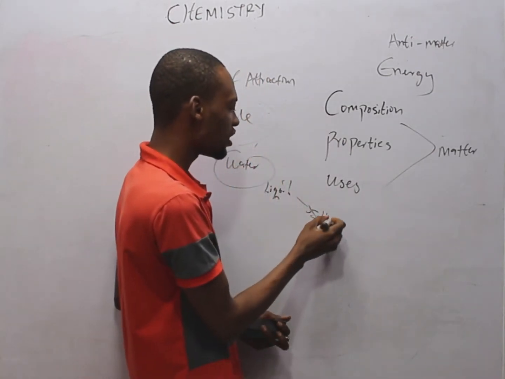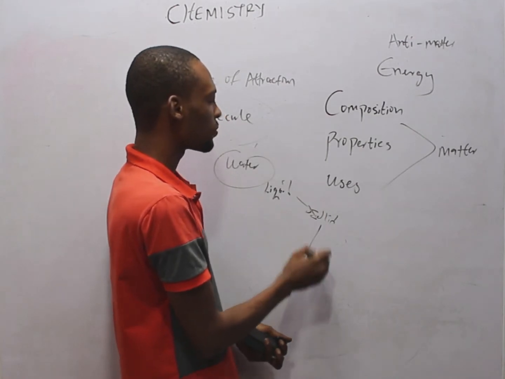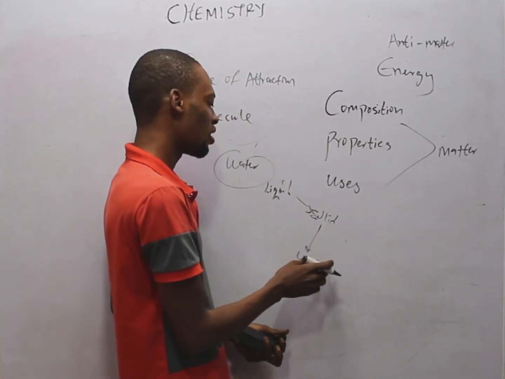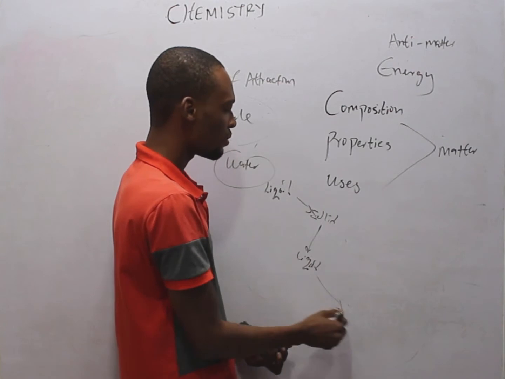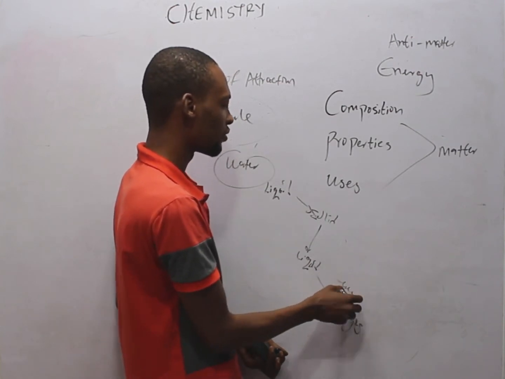Then this solid can melt and go back to liquid. So from solid to liquid is melting. Then you can boil this and it becomes gas. It begins to evaporate. So from liquid to gas is evaporation.